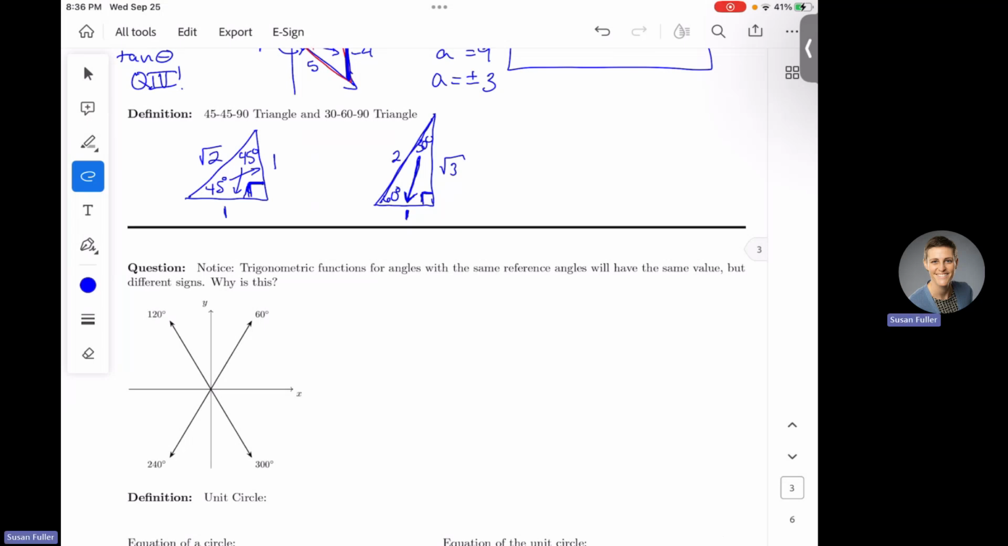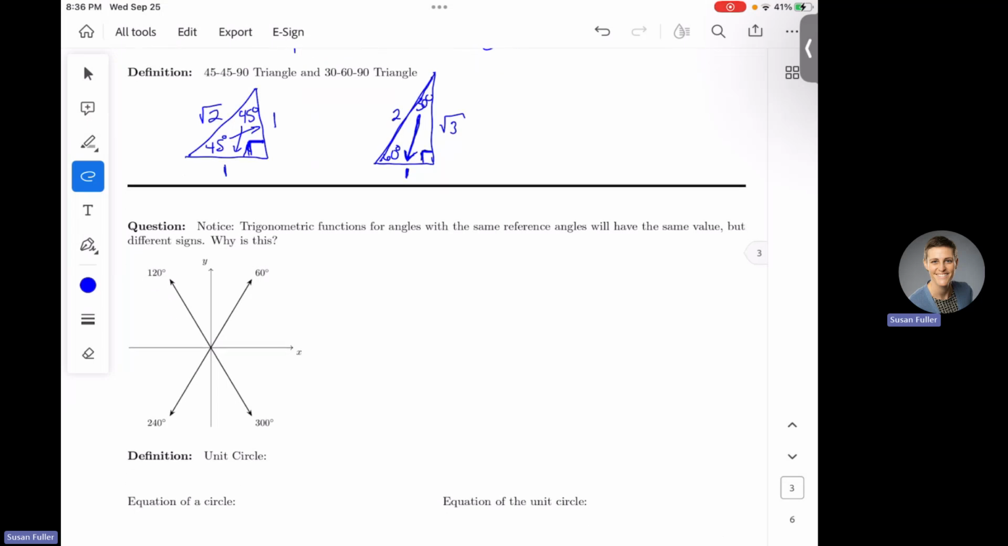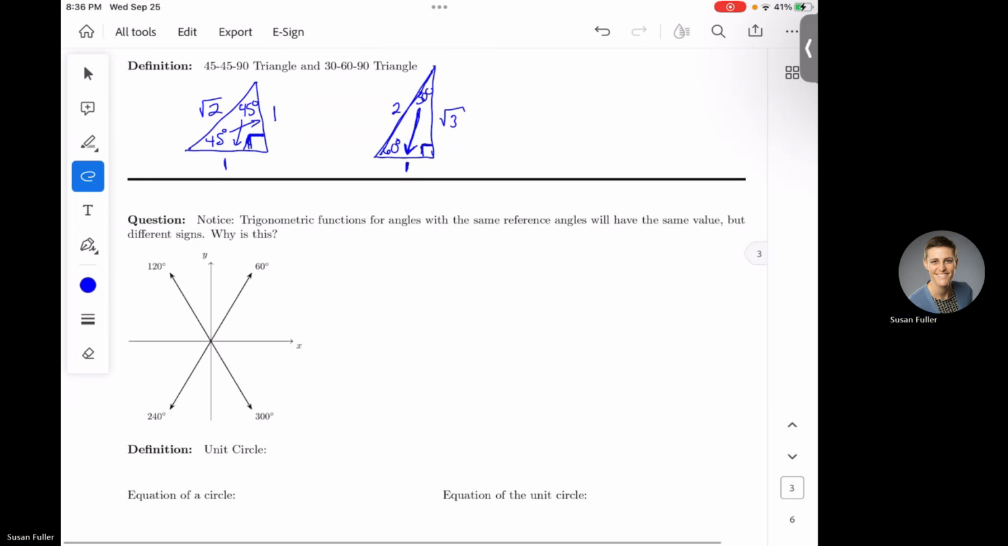So these are going to be special triangles for us. We're going to be using these for the remainder of this module, and they're going to help us create something called a unit circle that we are going to know and love and continue to use for the remainder of this term. Okay, so now that we have those triangles, we'll use those in a second.